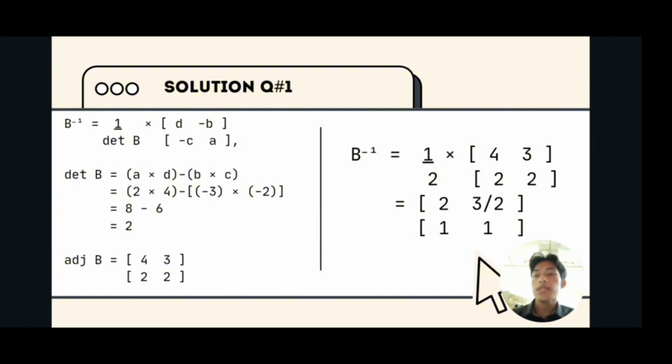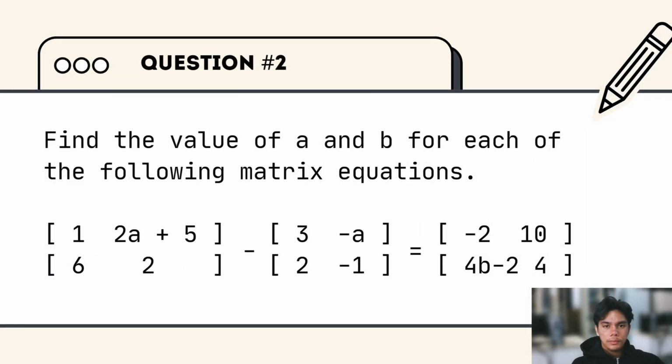For the adjoint of B, we have 4, 3, 2, and 2. B inverse equals 1 over 2 multiplied by 4, 3, 2, and 2, which equals 2, 3 over 2, 1, and 1. And next question.